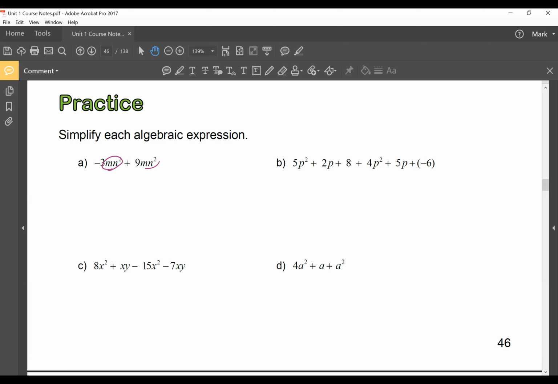These are like terms, mn squared and mn squared. They are the same term.